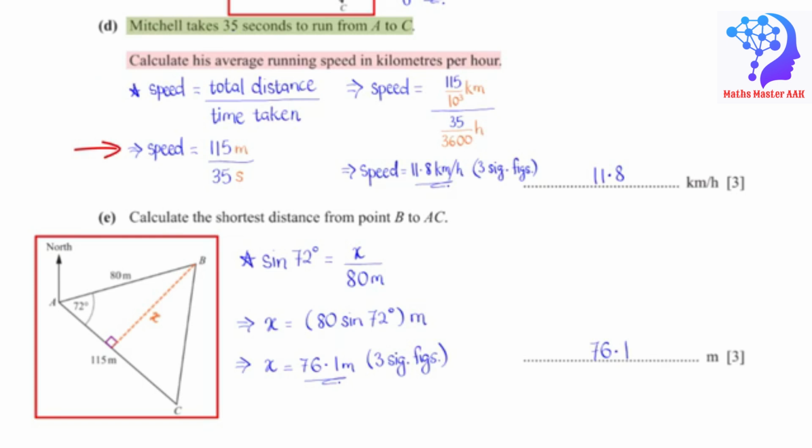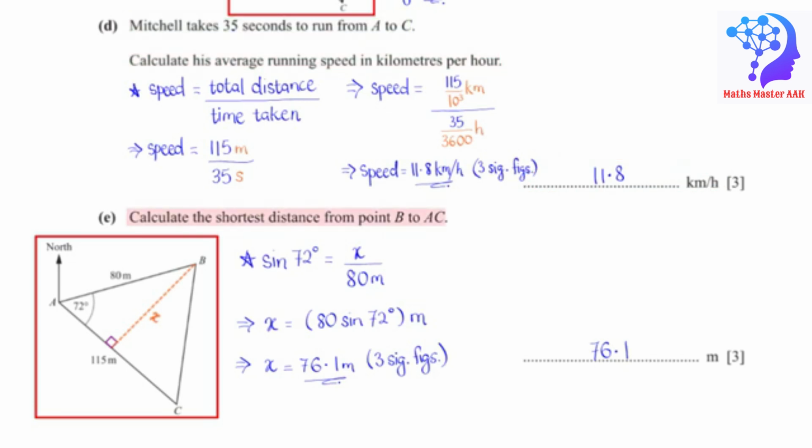To convert 115 meters to kilometers, we divide by 10 cubed. And to convert 35 seconds to hours, we have 35 divided by 3,600 hours. When we type this into the calculator, we get 11.8 kilometers per hour, correct to 3 significant figures.